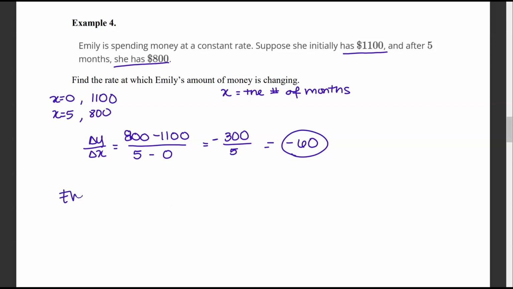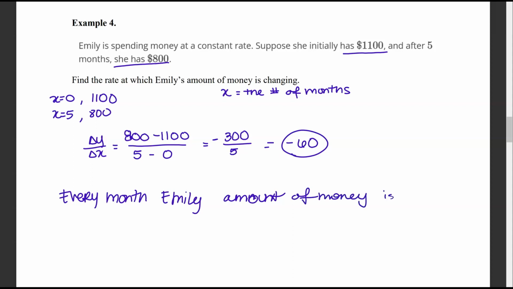So every month Emily's amount of money is decreasing $60.